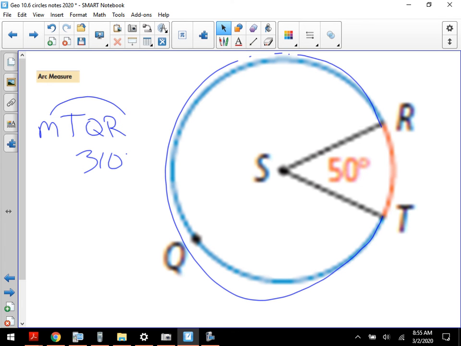While it does work like that, it doesn't here, because it's a diameter. Diameters always create 180 degrees.